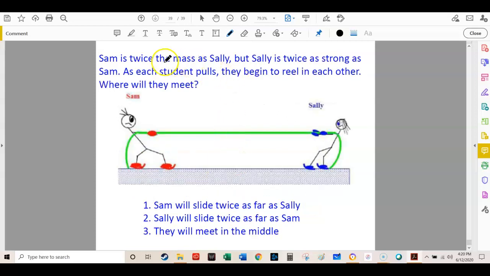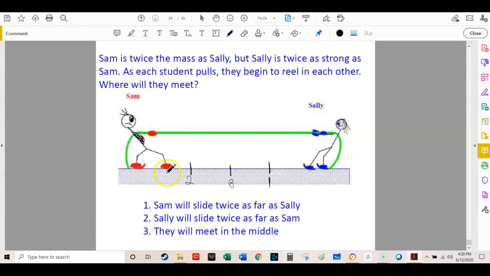Let's do one last one. Sam is twice the mass of Sally. So this is me. I've got a bit of a belly right here. And I'm now pulling on Sally, who is half my mass. So where will they meet? Will they meet in the middle? Will Sam slide twice as far as Sally, which is option 1? Or will Sally slide twice as far as Sam, which is option 2? What do you think?